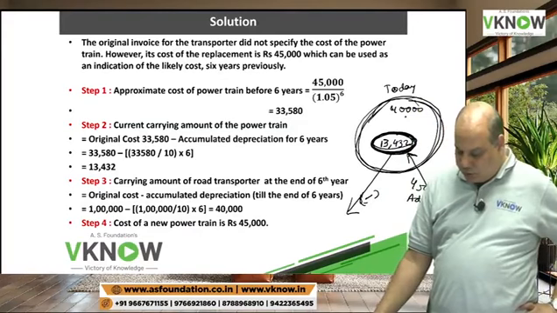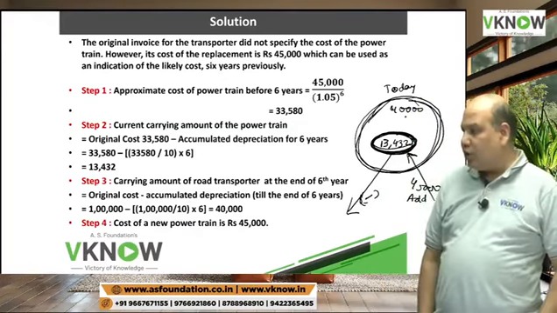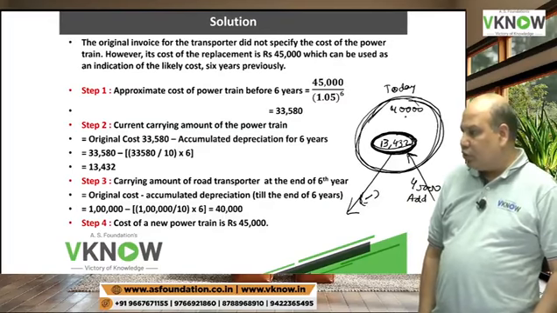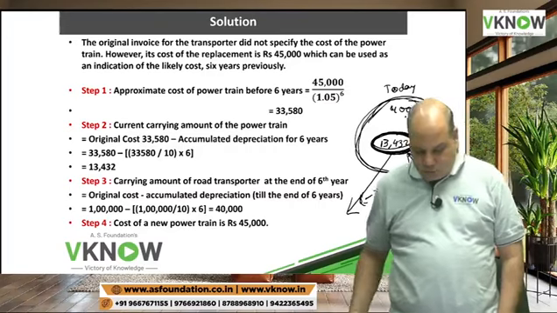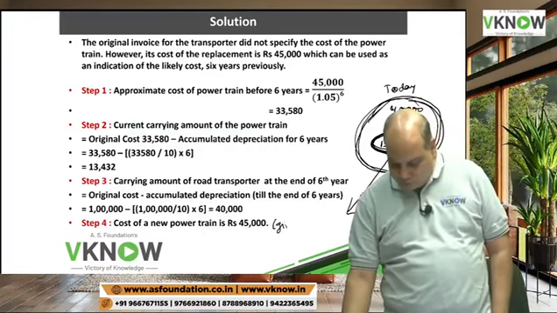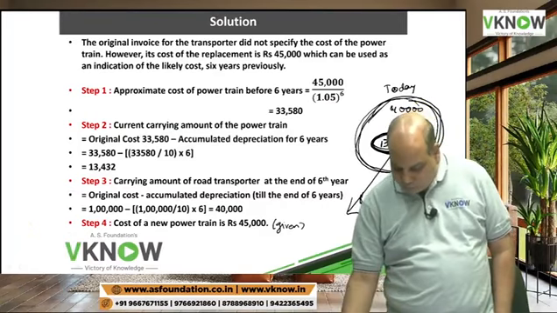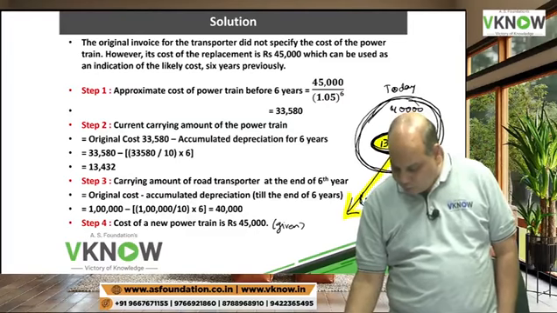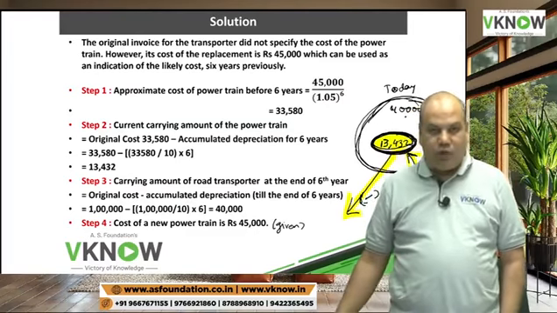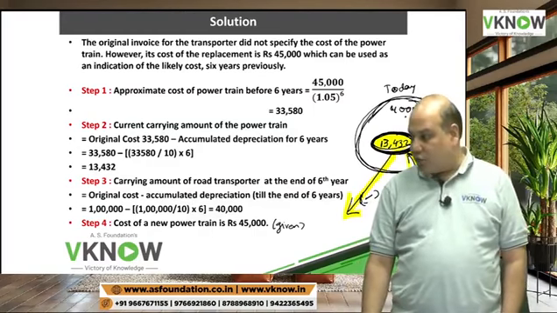So write down next line. Step number 4. The cost of the new powertrain. The cost of the new powertrain is rupees 45,000. This is given. No calculation required. So what will go out? 13,432 will go out. And what will come in? 45,000 will come in. Is it right? So this is the answer of this question.